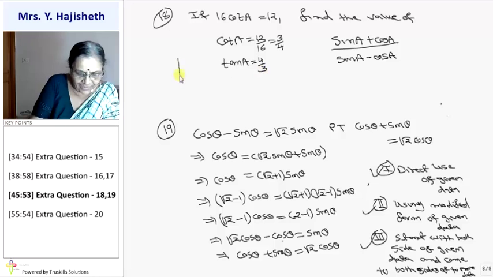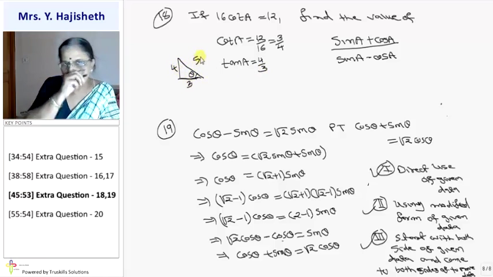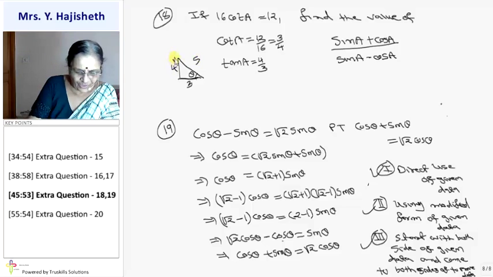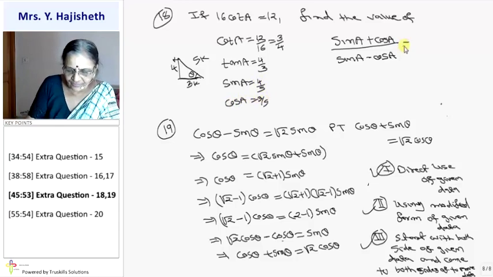So now from the direct triplet, without any method, you know about the triplet. This is 4, this is 3, this is 5. Write K, let's say 4K, 3K, 5K. Triplet. So what is your sin A? Sin A is 4 by 5 and cos A is adjacent, so 3 by 5. Put the value here.